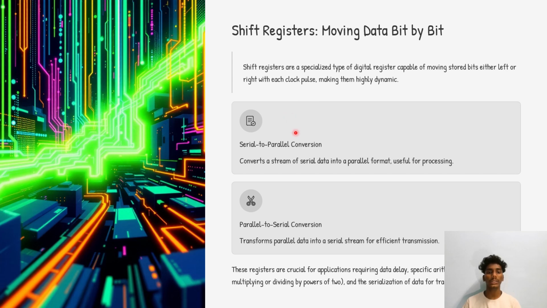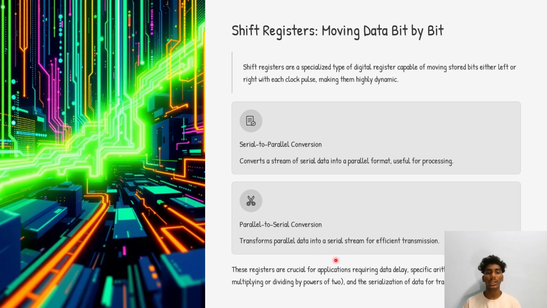Serial to parallel conversion: conversion of a stream of serial data into a parallel format for processing. Parallel to serial conversion: there are two types of conversions in shift registers. One is serial to parallel conversion, another is parallel to serial conversion. Parallel to serial conversion transforms parallel data into a serial stream for efficient transmission.